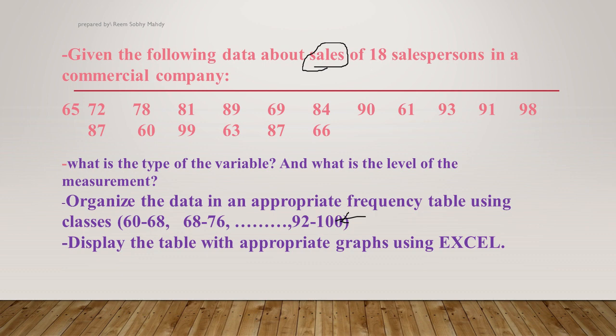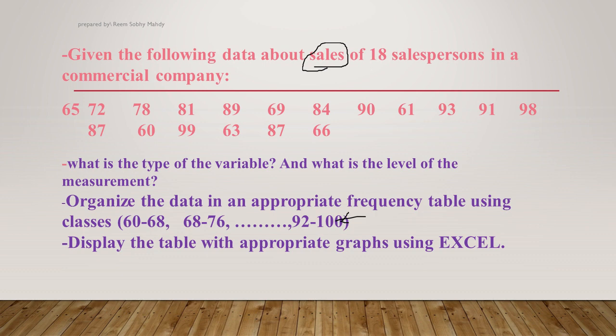Given the following data about sales of 18 salesperson in a commercial company, and this is our raw data. The requirement: what is the type of the variable and what is the level of the measurement? Requirement number 2, organize the data in an appropriate frequency table using classes from 60 to 68, from 68 to 76, and so on till 92 till 100. Requirement number 3, display the table with appropriate graphs using Excel.